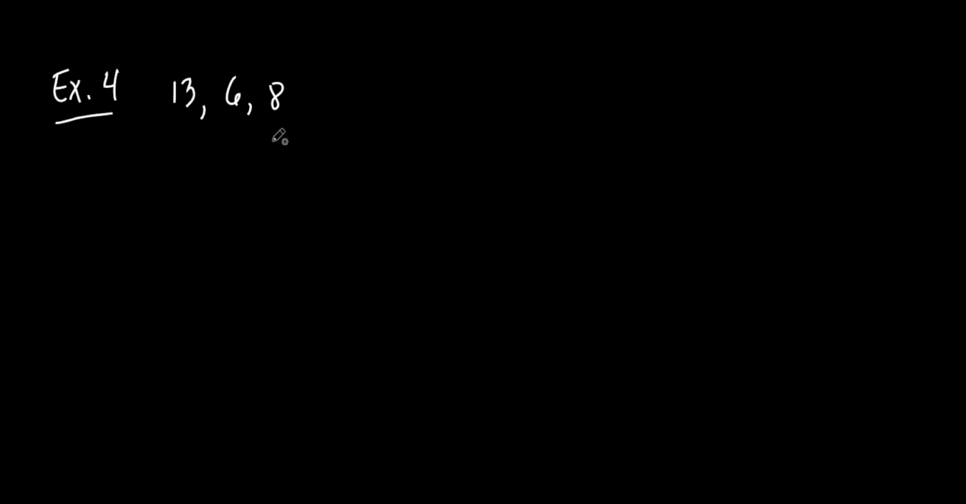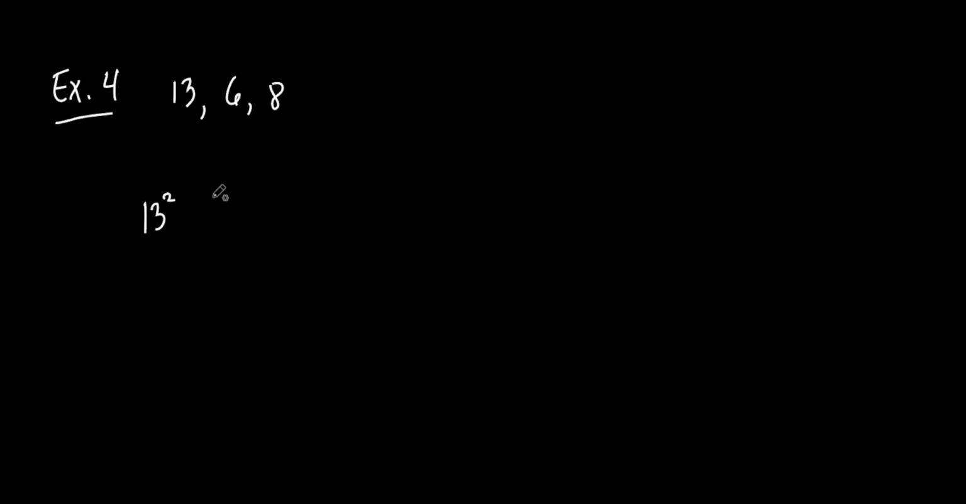So is this a triangle? Yes, because you take the 2 smaller ones, 6 and 8, that's 14. 14 is bigger than 13. So yes, it's a triangle. Now, let's figure out what kind of triangle it is. All right, so what do we do? Take the bigger one. What's the bigger one?